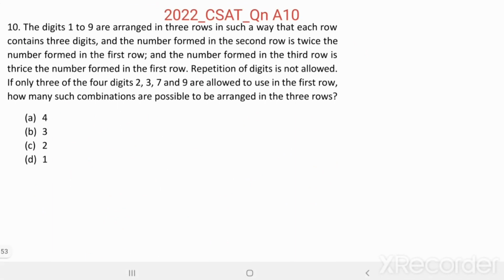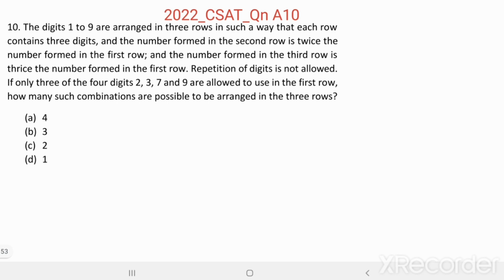Question number 10. The digits 1 to 9 are arranged in 3 rows in such a way that each row contains 3 digits. And the number formed in the second row is twice the number formed in the first row. And the number formed in the third row is thrice the number formed in the first row. Repetition of digits is not allowed. If only 3 of the 4 digits 2, 3, 7 and 9 are allowed to use in the first row, how many such combinations are possible to be arranged in 3 rows?